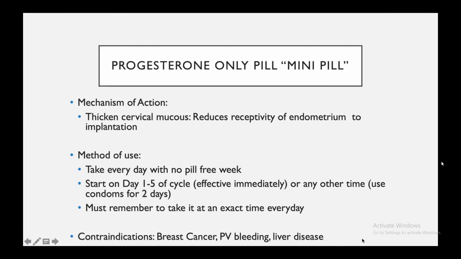It's vital to mention that they must remember to take the progesterone-only pill every day at the exact same time. And that's why, again, it's important in your contraception history to note their tendency to take medications regularly at the same time. Contraindications to your mini pill or progesterone-only pill are breast cancer, PV bleeding, or liver disease.